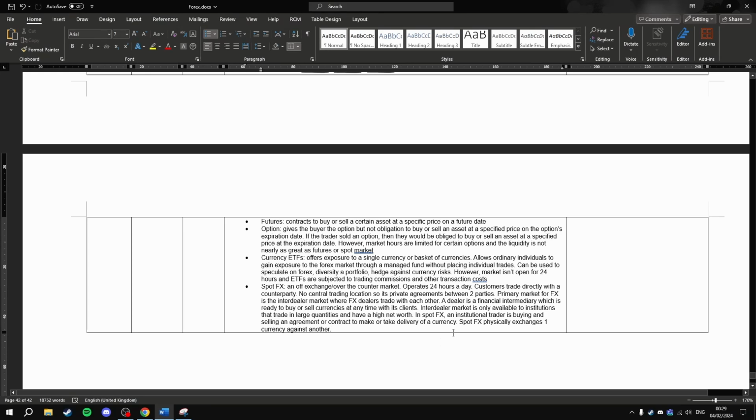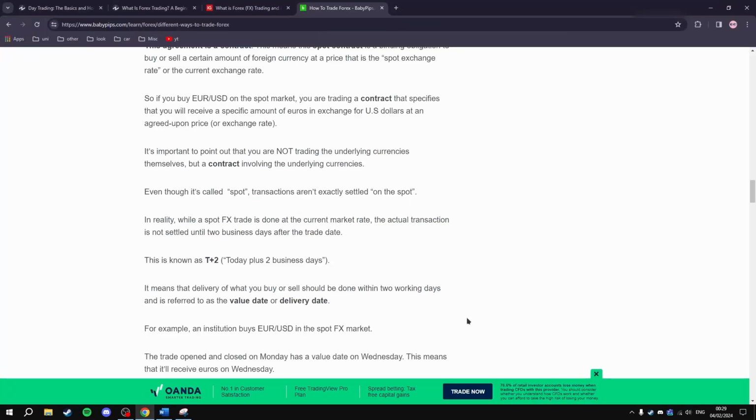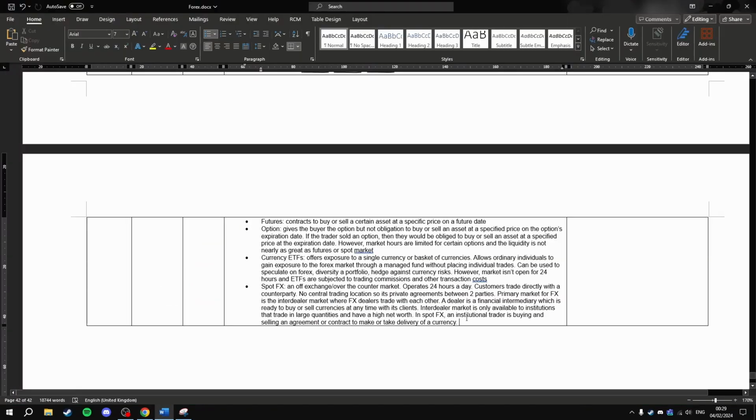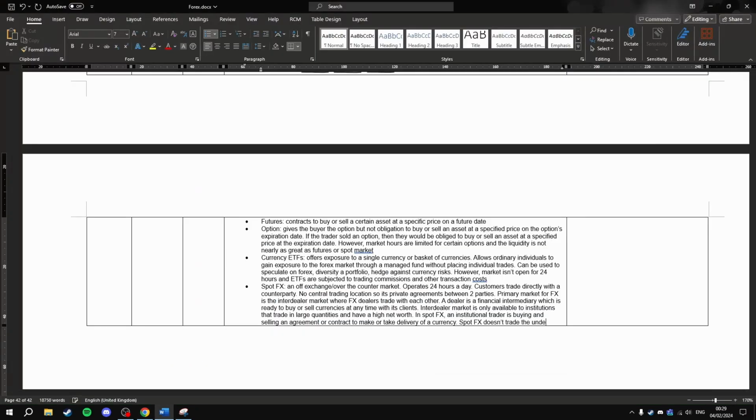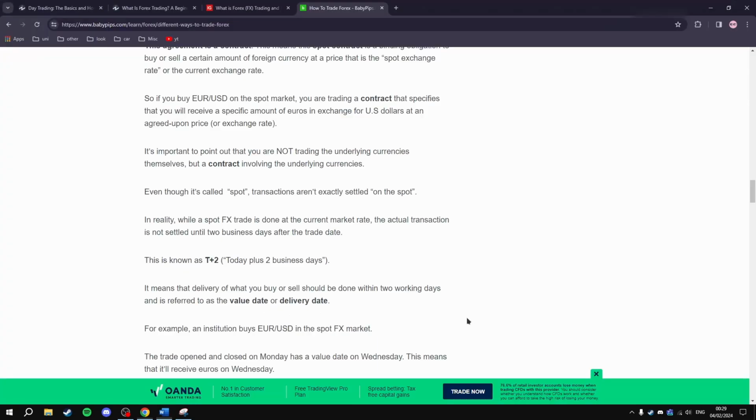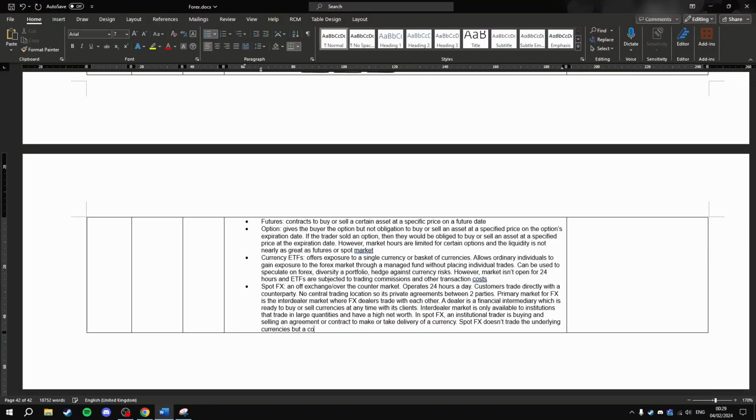Right. So, let me delete that then. Fix: doesn't trade the underlying currencies, but a contract involving the underlying currencies.